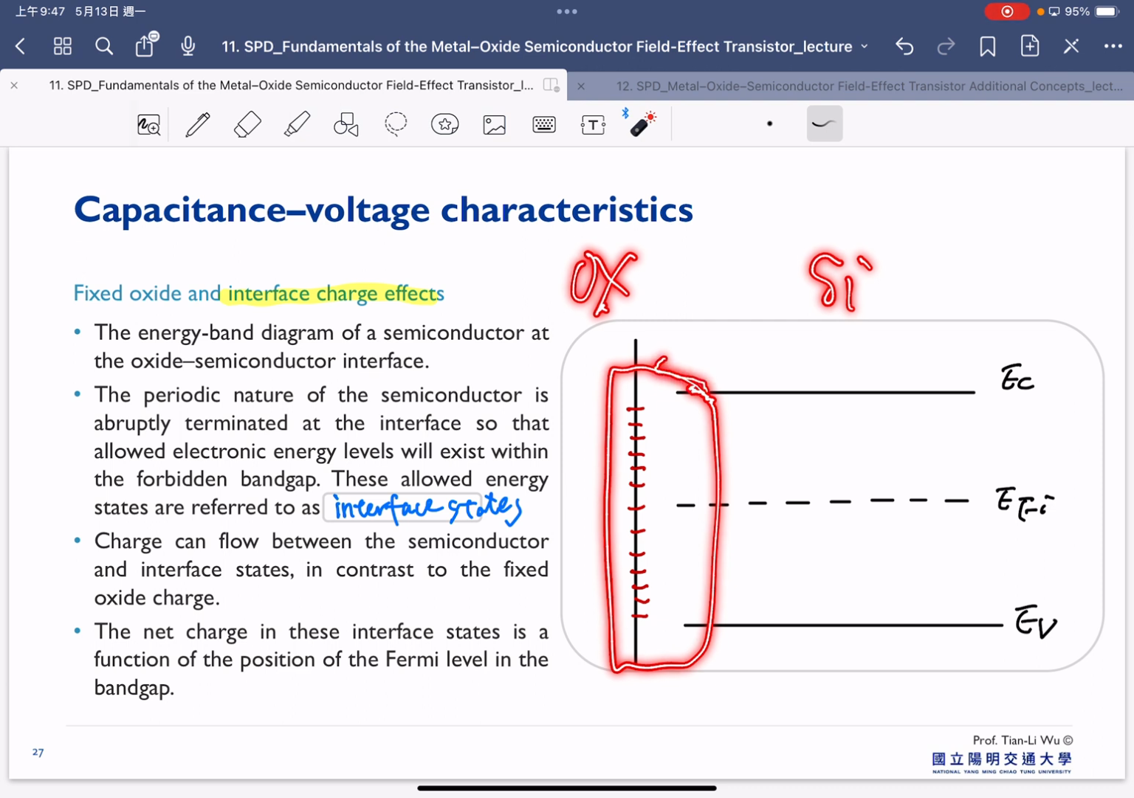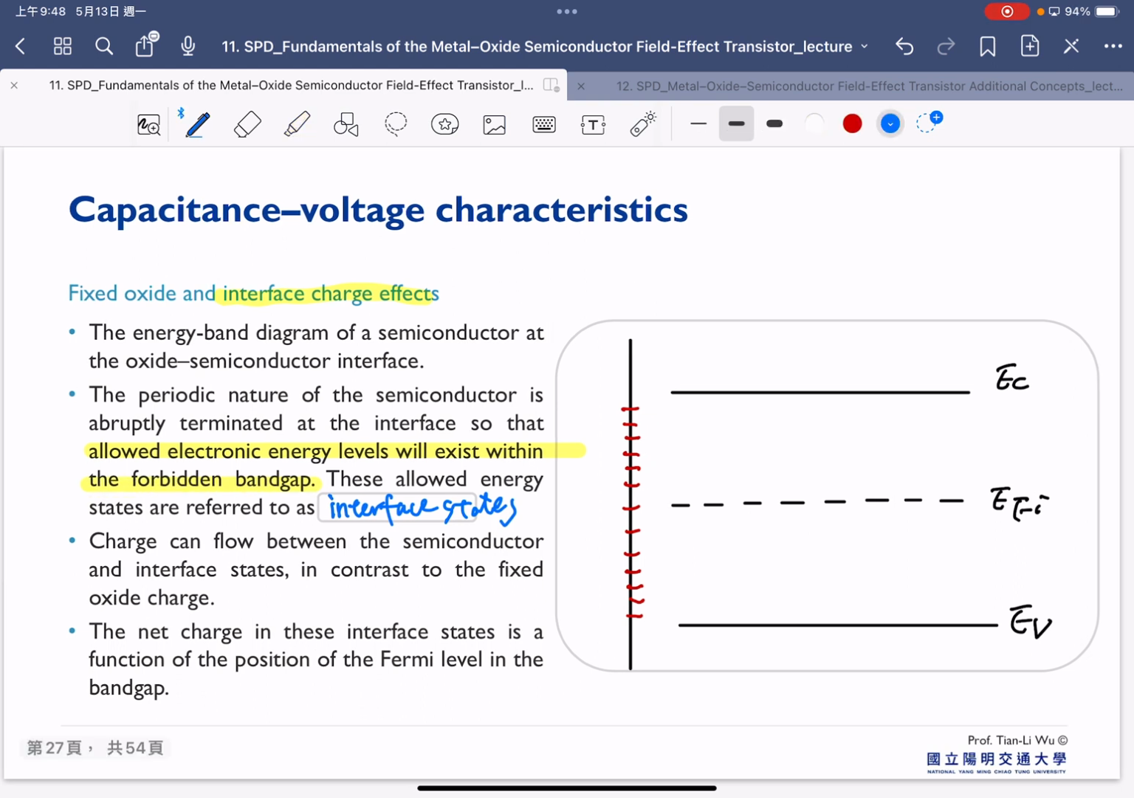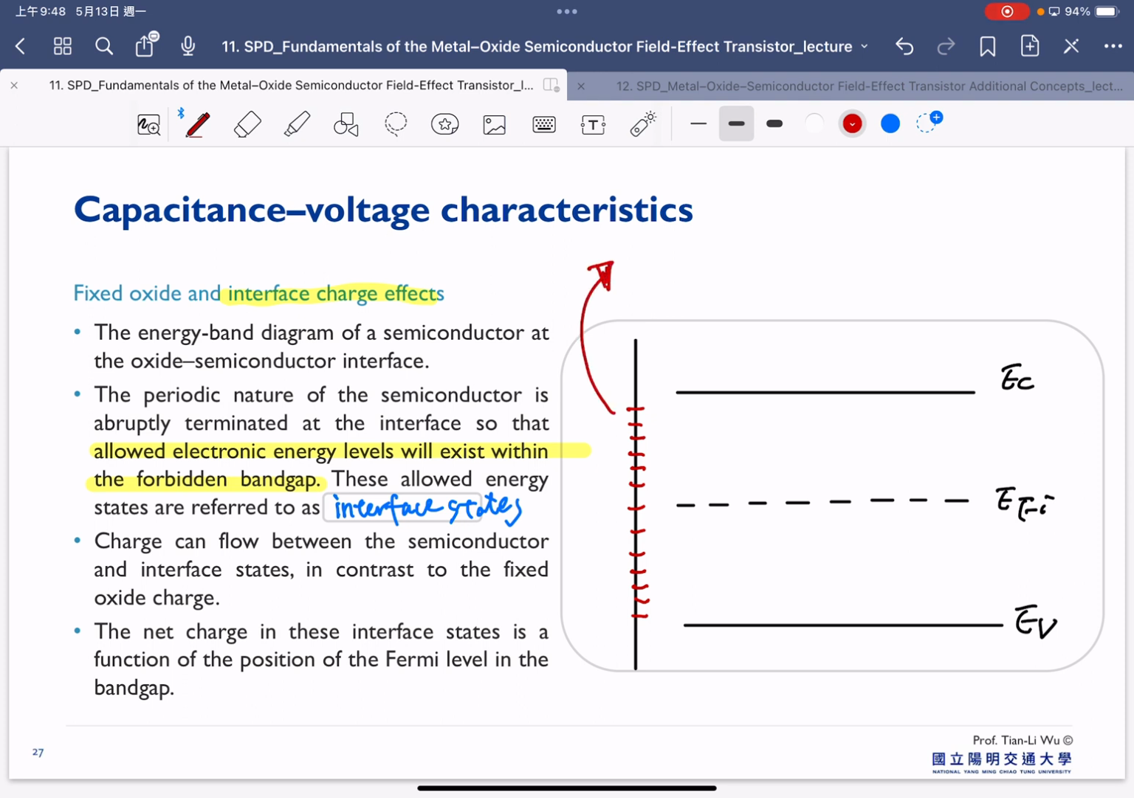So once we don't have silicon bonding anymore, we start to foresee lots of interface states that can exist in the forbidden band gap. This is our forbidden band gap. Ideally we should not have any allowed energy states in the forbidden band gap. But because this is the terminated place, that will create a lot of energy states. So we will have allowed electronic energy levels existing in this forbidden band gap. So this is our allowed electronic energy level.